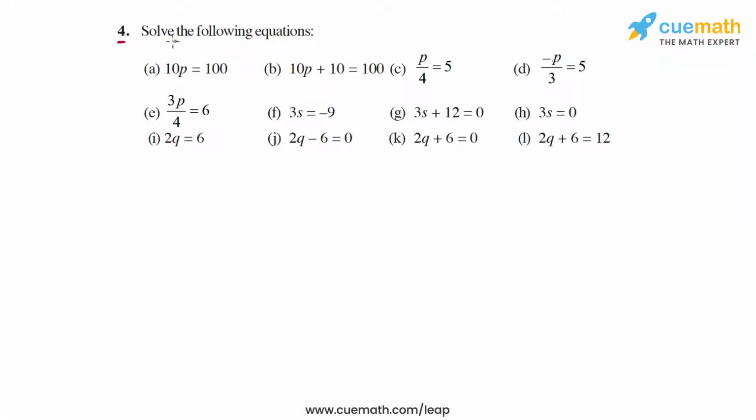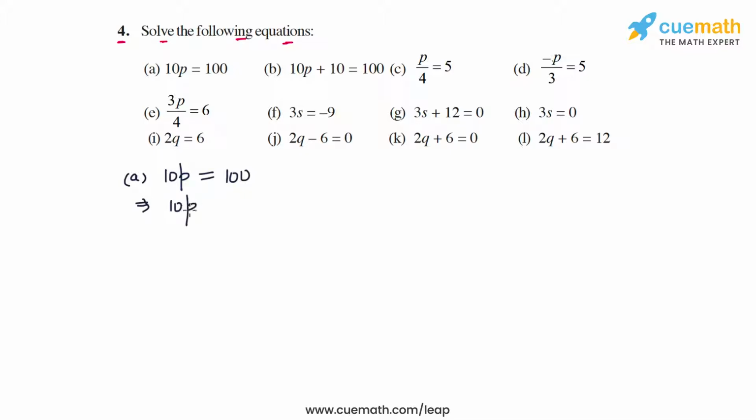In question 4, we have to solve each of the given equations. So the equation in part A is 10p is equal to 100. So we will separate the variable p by dividing by 10 on both sides. So that is the step that we are going to carry out.